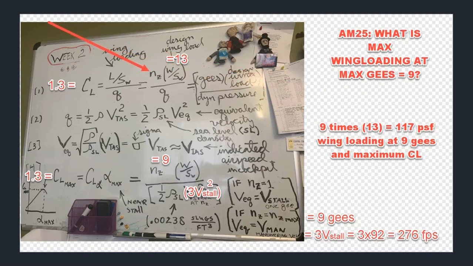And of course, a 9 over here means that your dynamic pressure will go up by a factor of 9. So your dynamic pressure at 9 G's will be 90 pounds per square foot, since it was 10 pounds per square foot at 1 G. That's it.